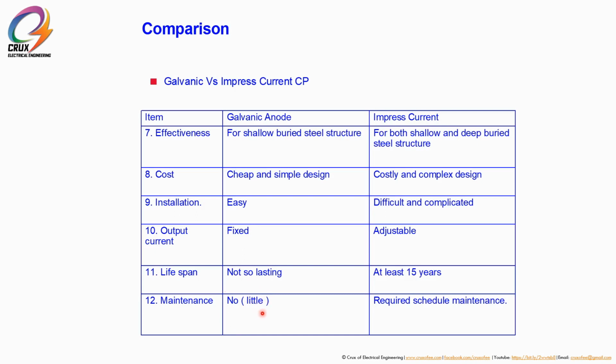Maintenance, galvanic anode or sacrificial anode, you just leave it as it is. For ICCP, you will require scheduled maintenance because you fear that the coating may be damaged, so you might have some CP current leakage at that point. So you'll have some maintenance, that we will go through in the maintenance schedule in the next part 3 of 3.